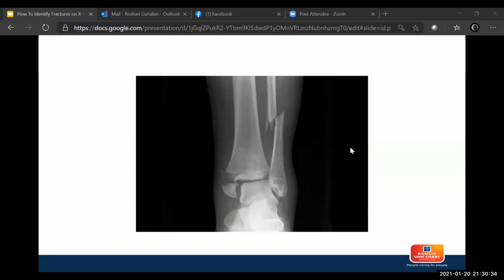Okay, so this one? Okay, this last one. I think last one.